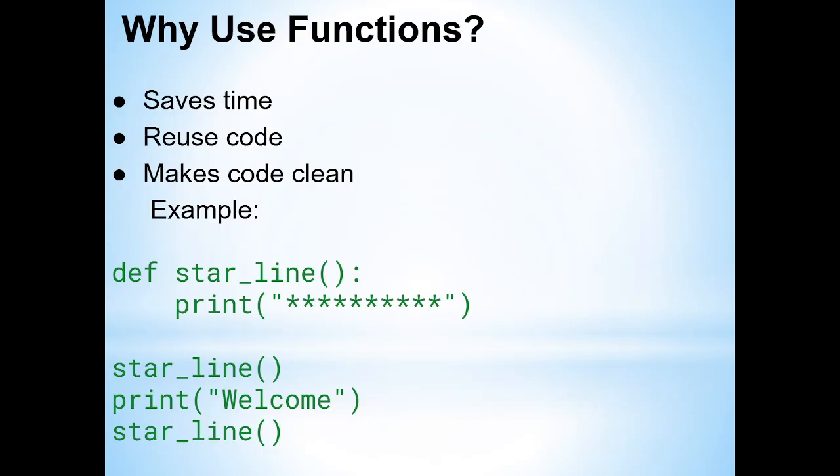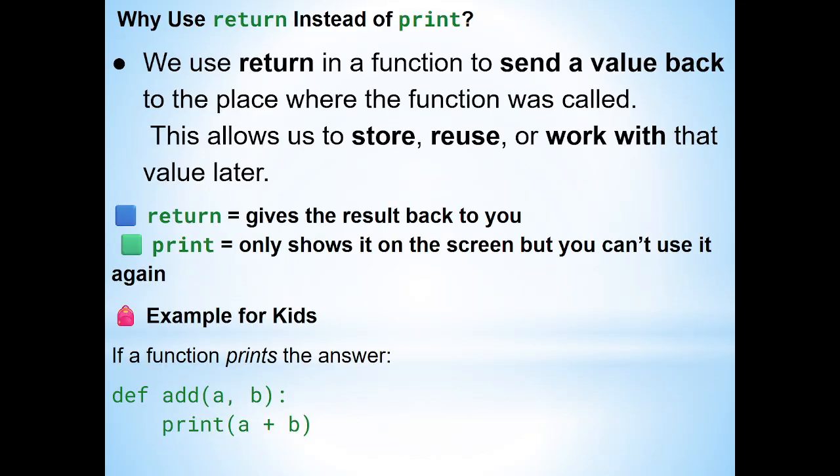Okay, so we have some more interesting things in functions. Instead of just writing print like this, we can do something more. We can give return. Instead of printing, we are returning something. What is the meaning of return, and why do we use return instead of print? We use return in a function to send a value back to the place where the function was called. Why are we doing it like this?